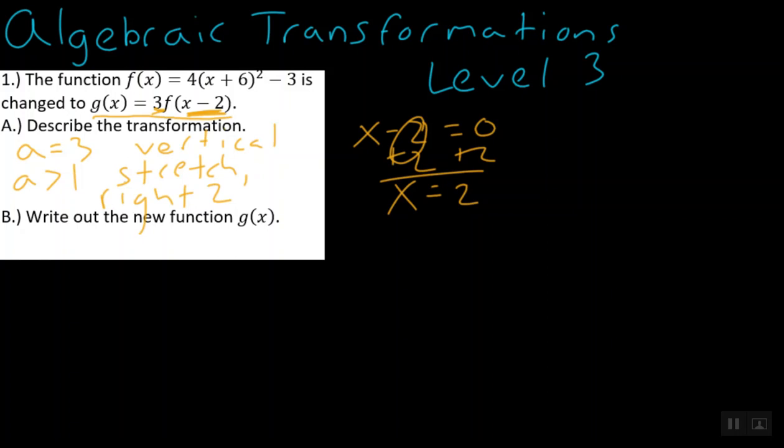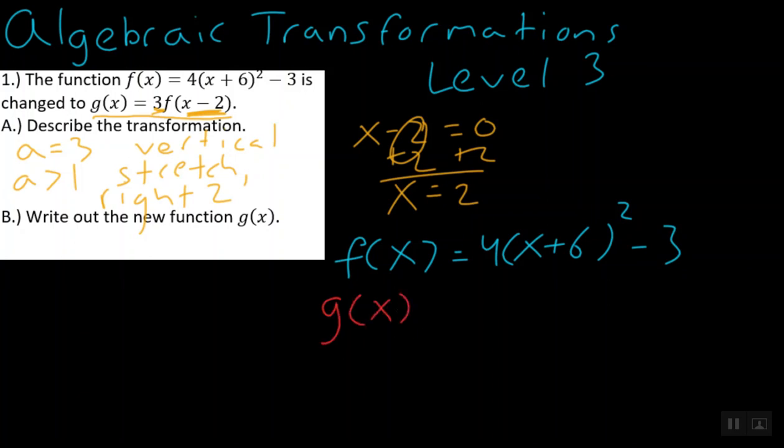Okay, for part B, it says write out the new function g of x. So what we want to do is let's go ahead and start by writing our first function f of x equals 4 parentheses x plus 6 squared minus 3. Now, what we have to do here is we actually have to take this in two parts. And the reason we have to take this in two parts is because we have an a value. So in our rule, we have this 3, which I'm going to write in red. And then we have kind of the rest of this, which I'm going to write in a different color altogether. Let's go ahead and go with this kind of purple here.